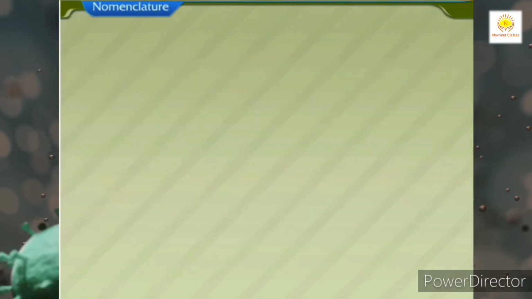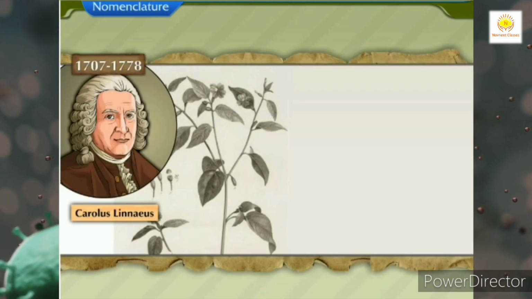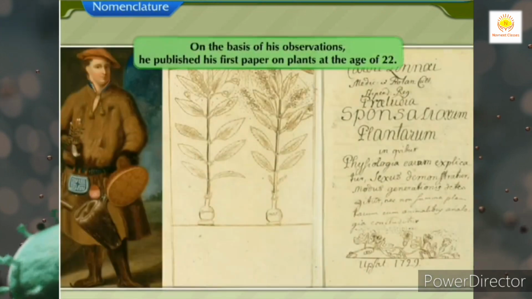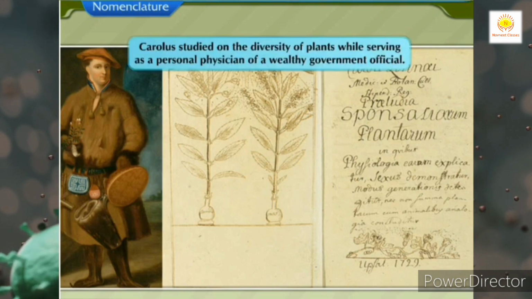Carl Linnaeus, 1707 to 1778, was a doctor by profession but was interested in the study of plants. On the basis of his observations, he published his first paper on plants at the age of 22. He continued his studies on the diversity of plants while serving as a personal physician of a wealthy government official.